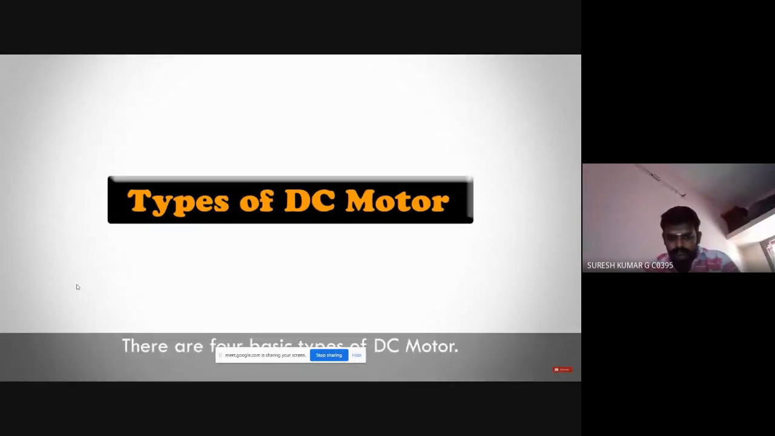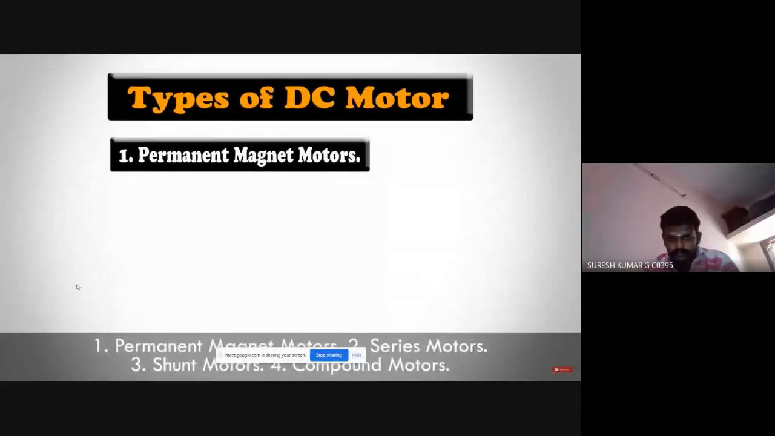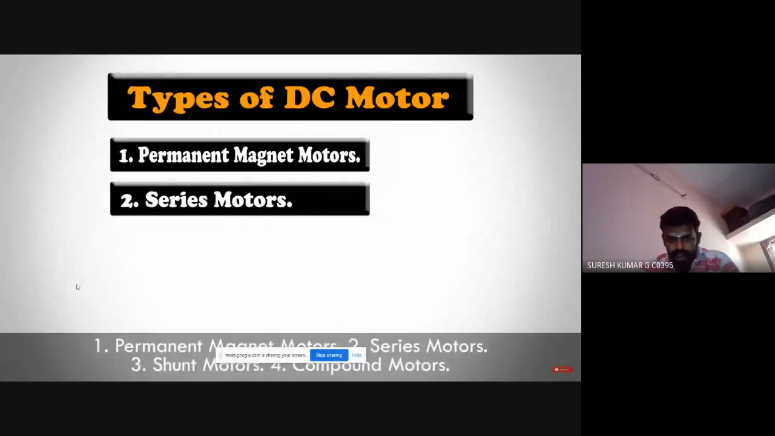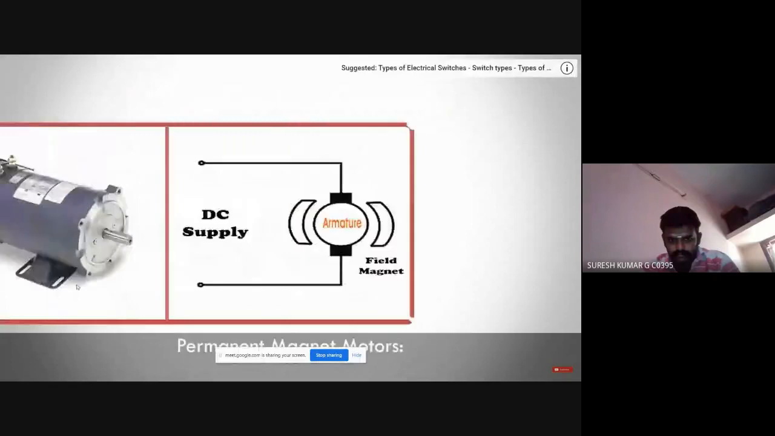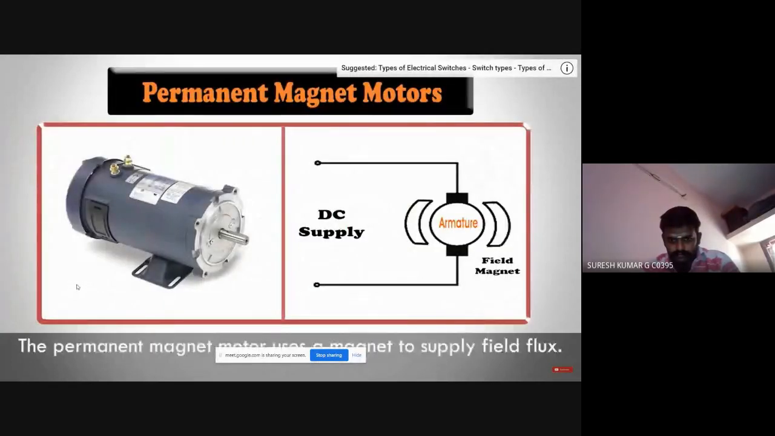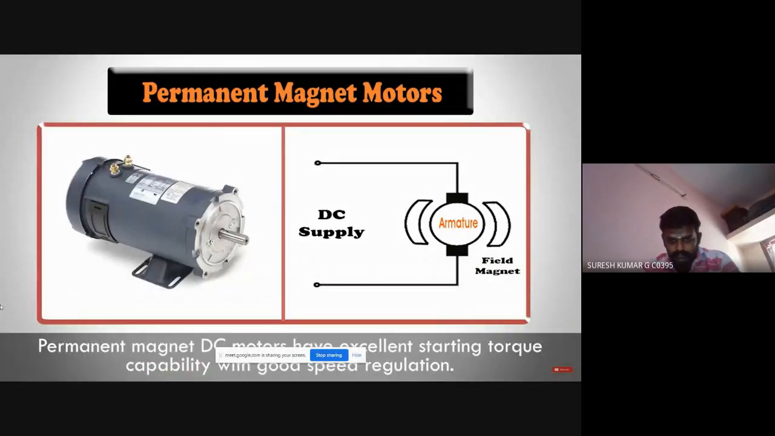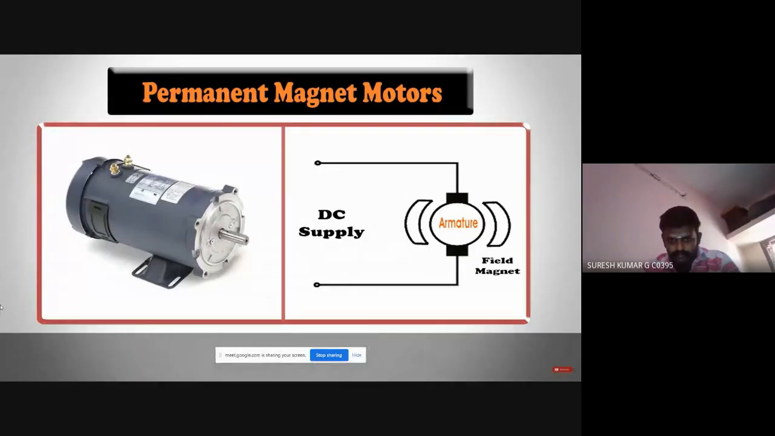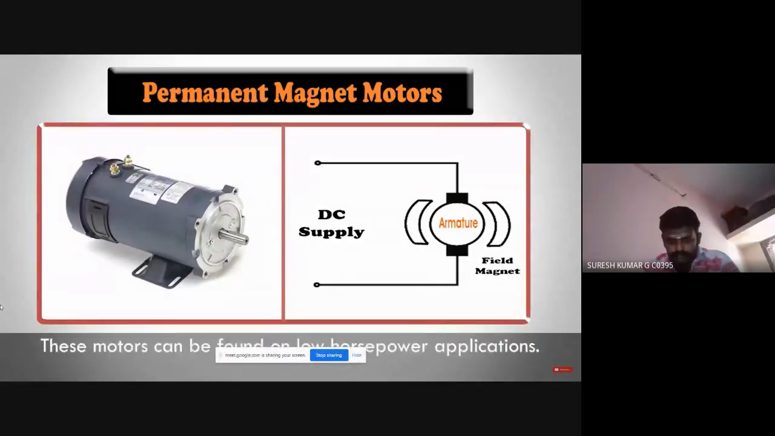There are four basic types of DC motor. 1. Permanent magnet motors. 2. Series motors. 3. Shunt motors. 4. Compound motors. Permanent magnet motors. The permanent magnet motor uses a magnet to supply field flux. Permanent magnet DC motors have excellent starting torque capability with good speed regulation. A disadvantage of permanent magnet DC motors is that they are limited in the amount of load they can drive. These motors can be found in low horsepower applications.